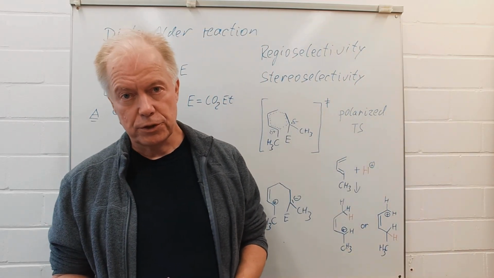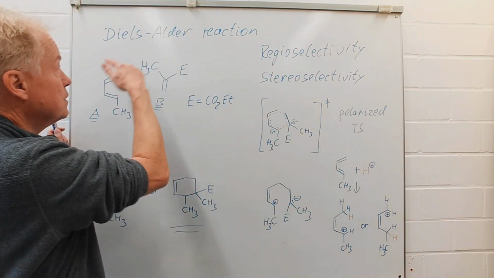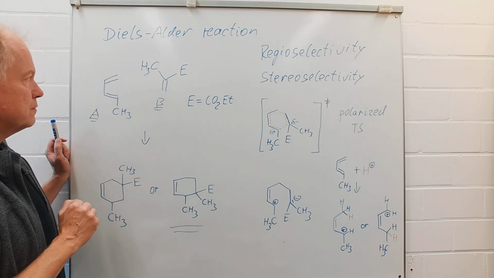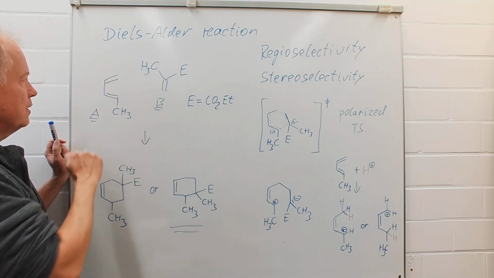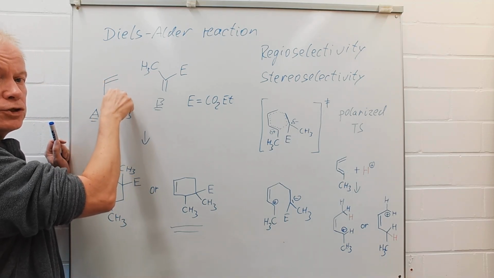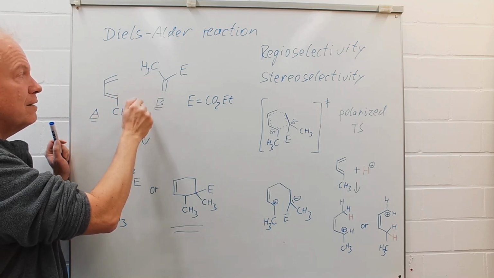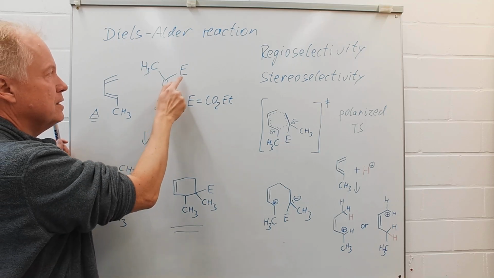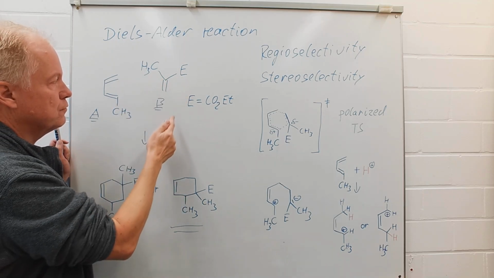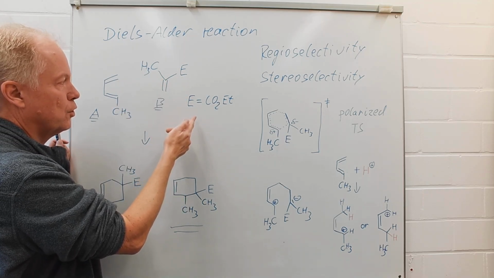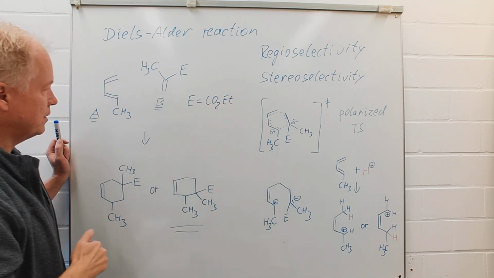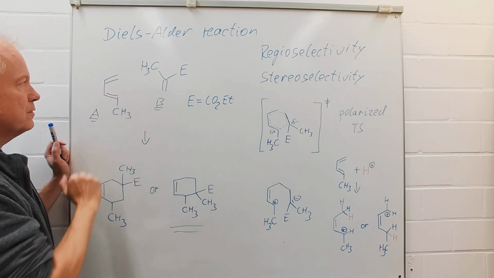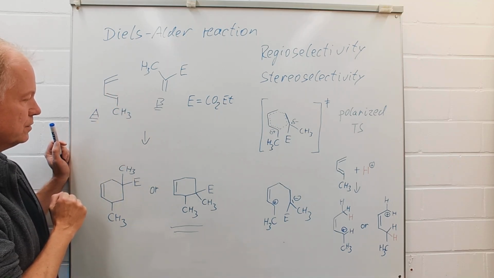In today's repetition course, we will have a look at the Diels-Alder reaction with a very instructive example. Here we have the electron-rich diene. Here we have the electron-poor dienophile. E should be the abbreviation for an ester moiety, for instance, an ethyl ester. So we have the reaction components A and B, and they will react in a Diels-Alder reaction.